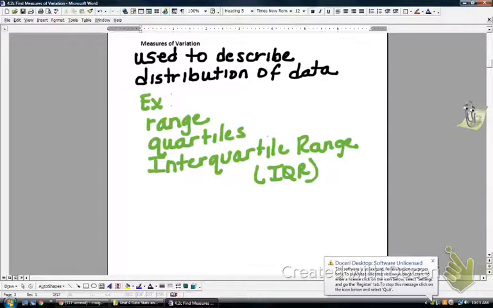All right, measures of variation is our first vocabulary word, and measures of variation is used to describe how your data is distributed. So it's the distribution of your data. Examples of measures of variation include range, quartiles, and the interquartile range, which is abbreviated IQR. We're going to define those words in just a second. But the measures of variation describes how your data is distributed.